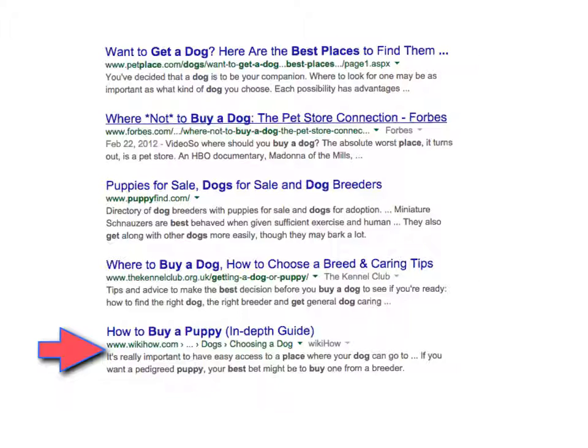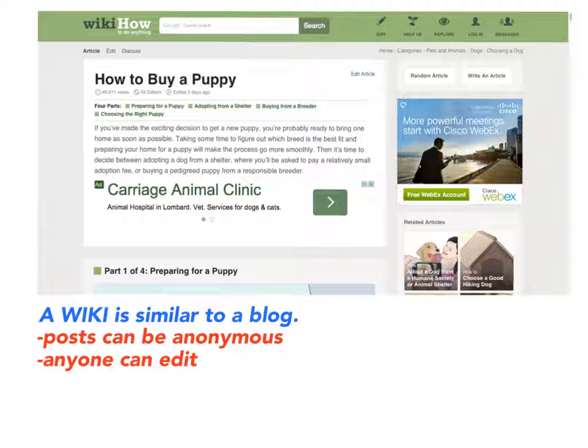So I go back to my search results once again, and I see a wikihow.com, how to buy a puppy. Okay, well, I would assume that in a list called how to buy a puppy, it would give me some ideas of where to buy the puppy. So I'm going to click on that and see where it leads me. So WikiHow, how to do anything. How to buy a puppy. And I'm looking up here and I see that the article has 4 parts. Preparing for a puppy, adopting from a shelter, buying from a breeder. Ooh, maybe this gives me some information about buying. And choosing the right puppy.